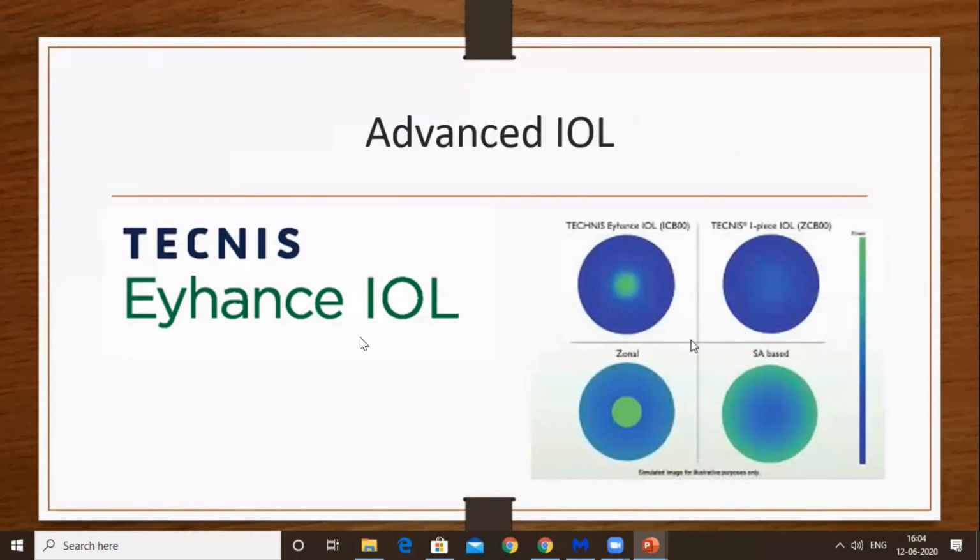Actually, it's a difference between two techniques, both from Johnson & Johnson. You forget about the brand name, but just remember the IOL name. This is the iHands IOL, and this is the eyepiece IOL of Tecnis. In the iHands IOL, you can see a refractive zone at the center. But in the eyepiece IOL, there is nothing there; they only use a spherical aberration, even for distance. This is a monofocal IOL, and this is an IOL for the intermediate.